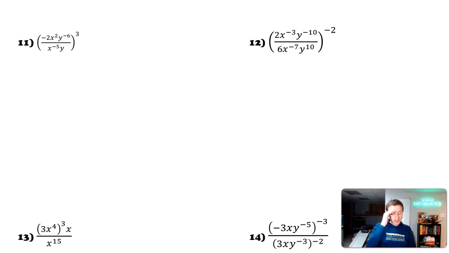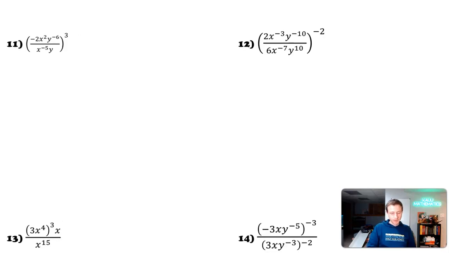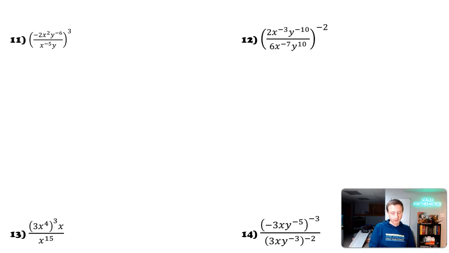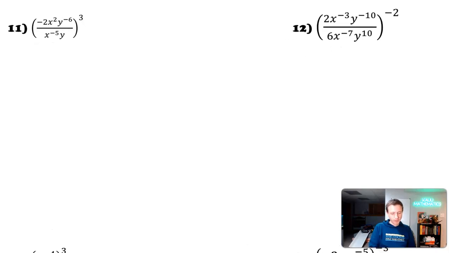Let's keep moving. So I grabbed a couple more for this. This is a really tough concept when simplifying these exponents, so that's why I grabbed quite a few examples.